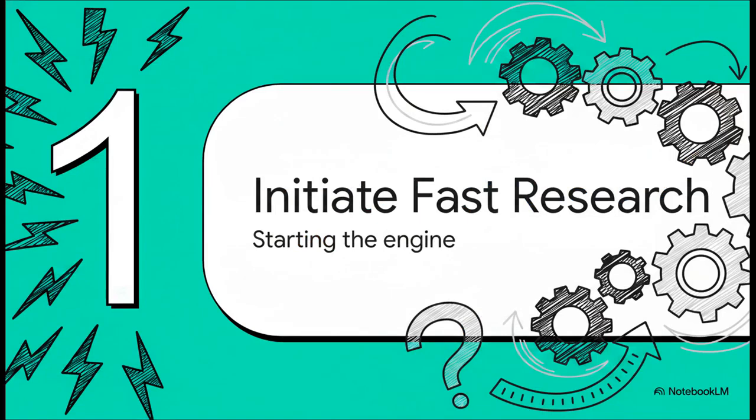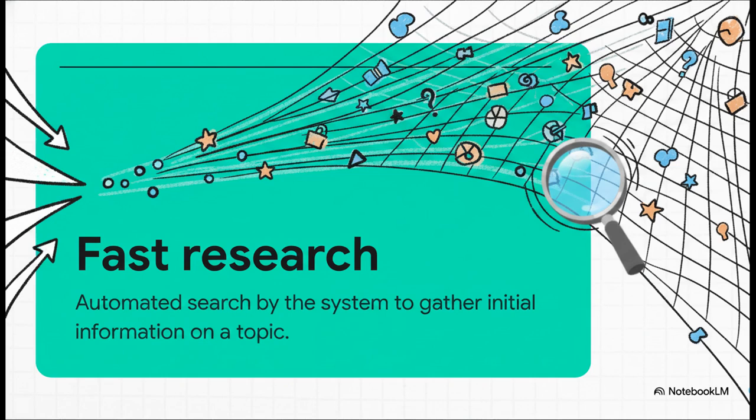Okay, let's dive into this. Step 1, initiating the fast research. So what exactly is fast research? Well, basically, it's an automated background sweep. Literally, the second you submit a prompt, the system proactively casts a massive net to pull in raw data. It doesn't sit around waiting for further instructions. It just immediately starts gathering everything it can.